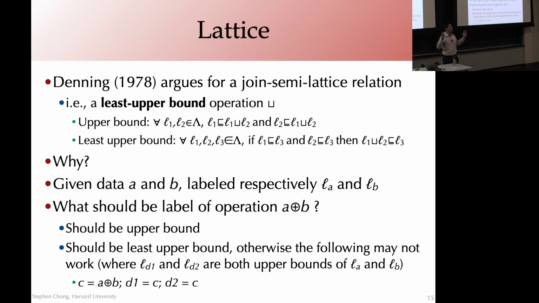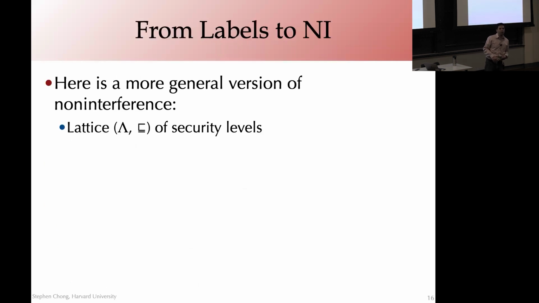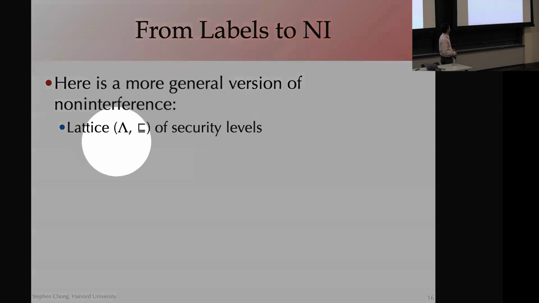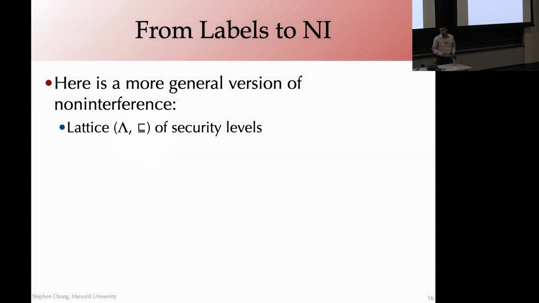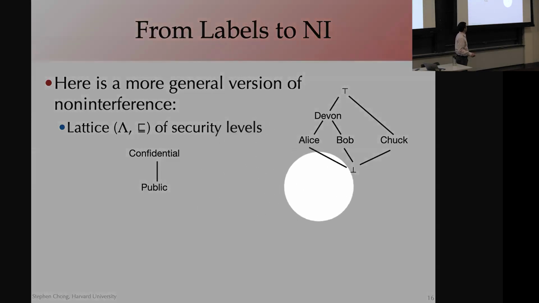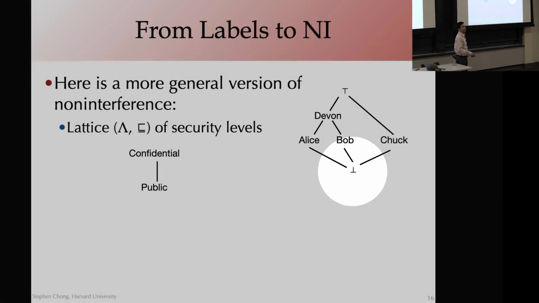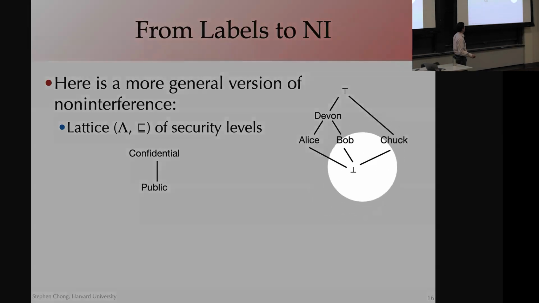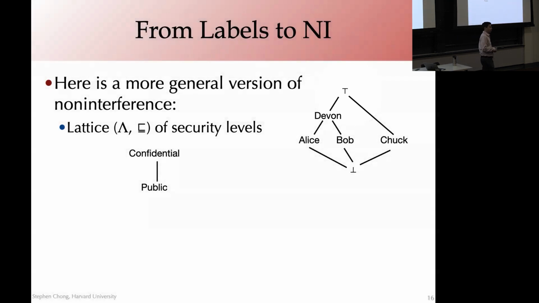Okay. So we have this notion of labels, these syntactic objects that we're going to be using in these flow relations. Let's use these labels to give a more generalized definition of non-interference. Let's suppose that we have a lattice Λ with a flow relation on it. These might be things like confidential and public. Maybe there's some join semilattice over principals. Maybe Devin is Alice and Bob's manager, and so is allowed to see anything Alice and Bob can see, with some distinguished elements: the bottom of the lattice, that is the most public thing, and the top of the lattice. By the way, for most of today, I'll be focusing on confidentiality.